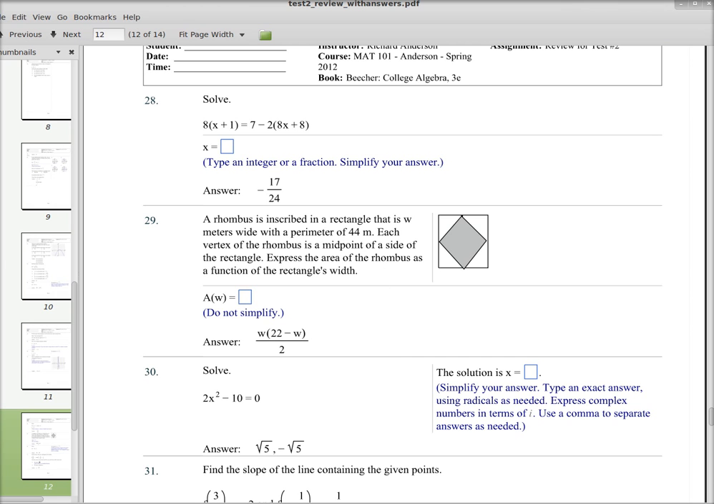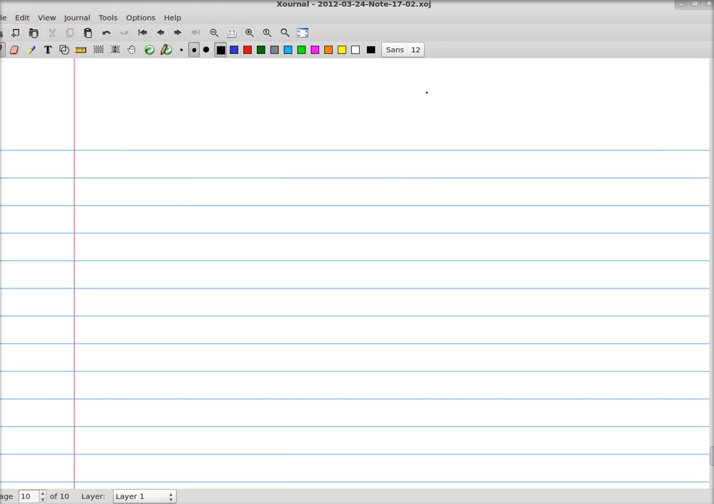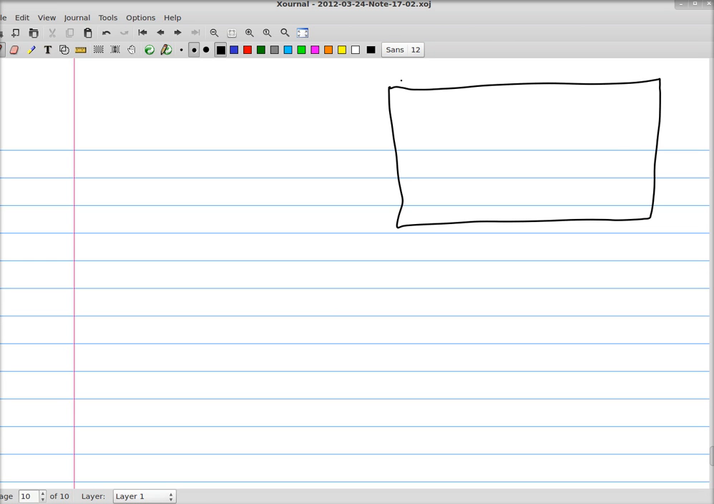Okay, so here's kind of what I'm thinking when I read that problem. We've got our rectangle, which looks about like that. And then we've got our rhombus inscribed inside the rectangle, with each vertex at a midpoint. Of course they drew the diagram for us, but I just want to draw my own here for illustration. And so that's really what we're given in the problem.